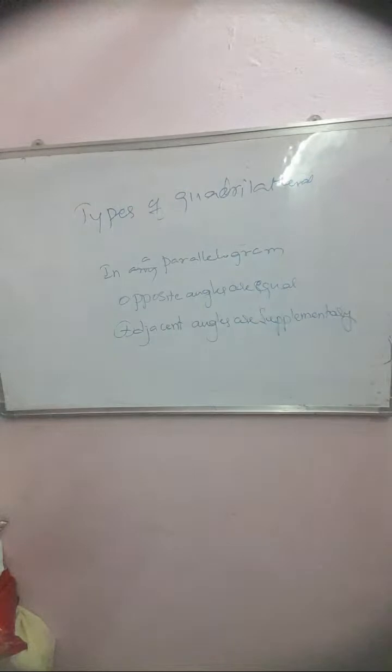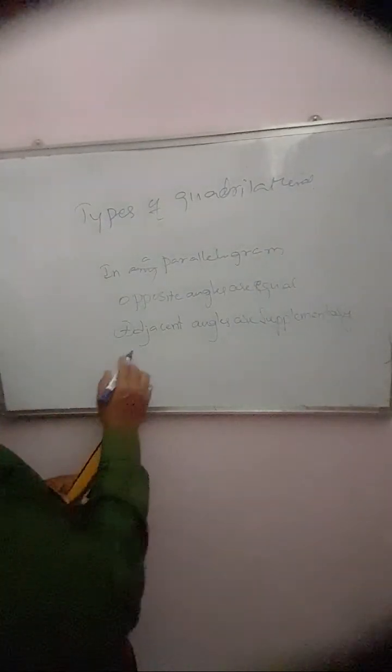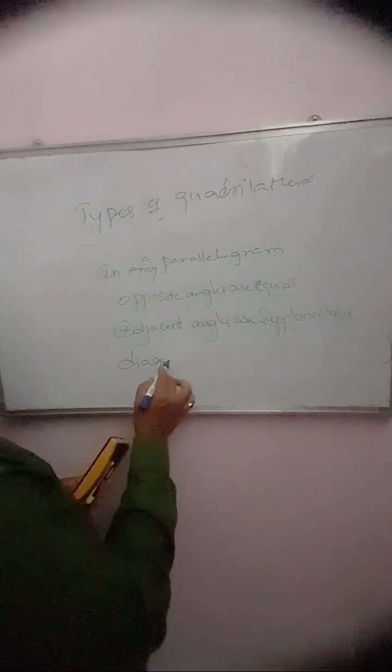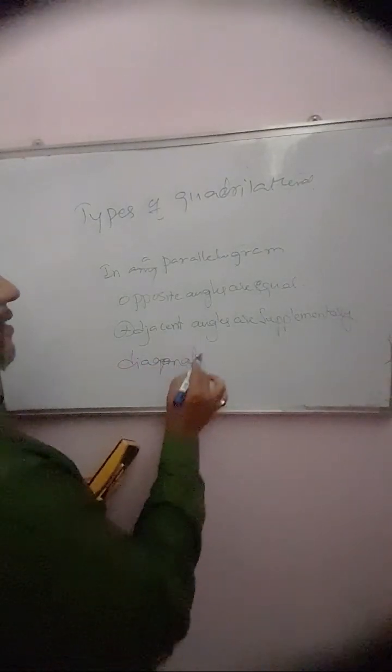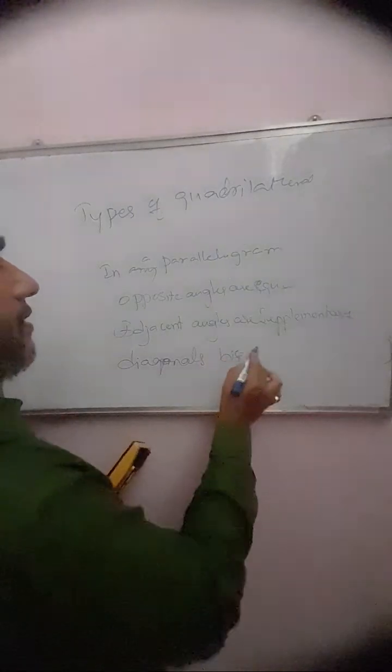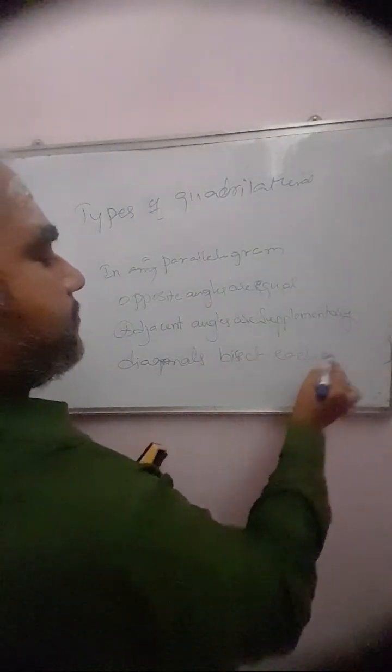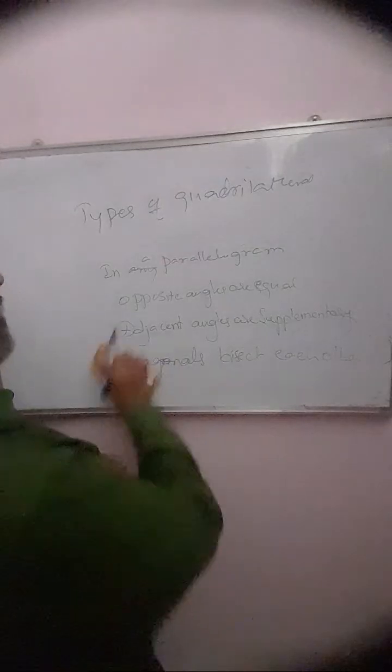Now, diagonals bisect each other. Diagonals bisect each other. So how do we get problems on parallelogram?